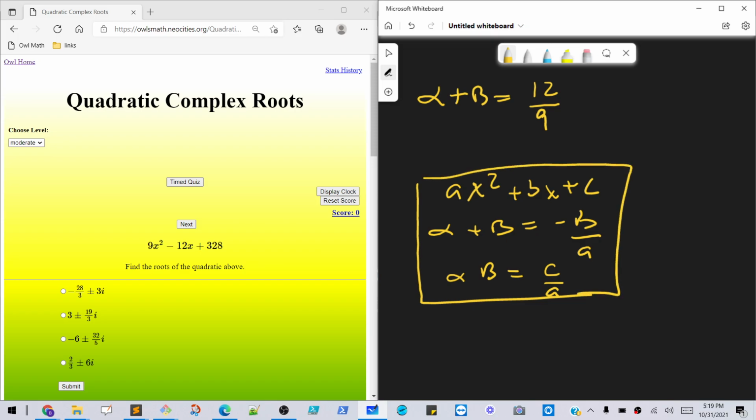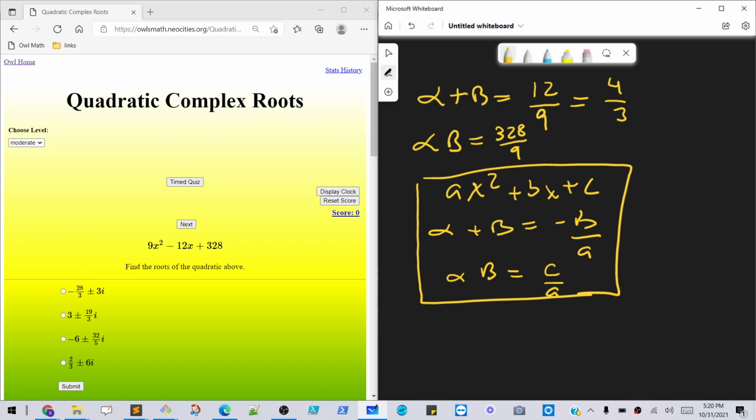Okay, so continuing on, we have the sum of the roots being 12 over 9. I won't reduce it yet because sometimes it's easier to just leave it. So let's get the product of the roots. Alpha times beta is c over a, which is 328 over 9. Yeah, let's reduce this and take a 3 out of it so that we get 4/3. That's fine.